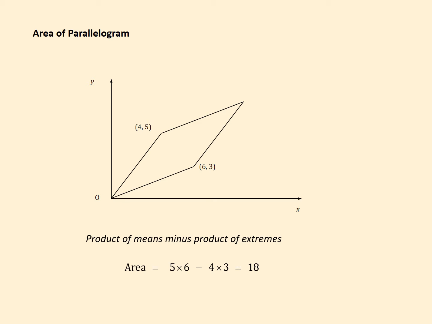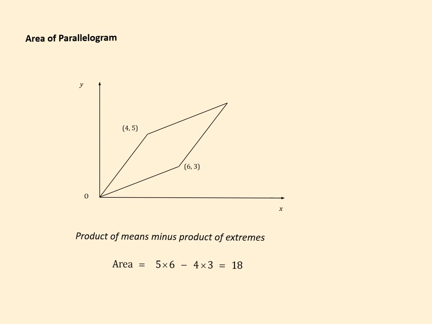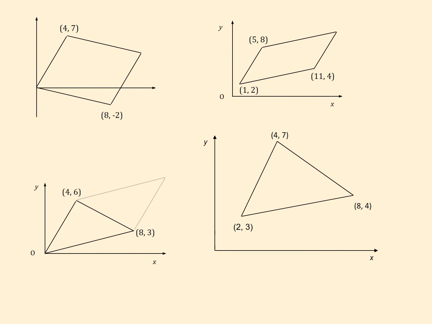And let's have a look at some examples of this. So in the first example, top left, we can find the area as 7 times 8 minus 2 times 4, and that gives 64. And the next example on the right, we have a parallelogram here with a corner not on the origin. And the method here is to slide the parallelogram so that it does have a corner on the origin.